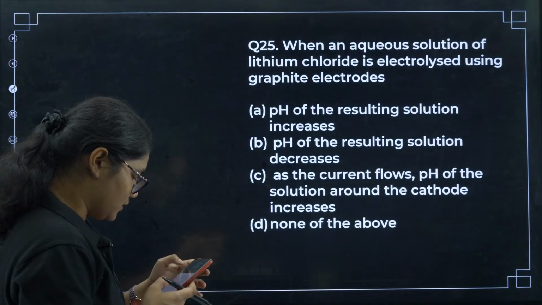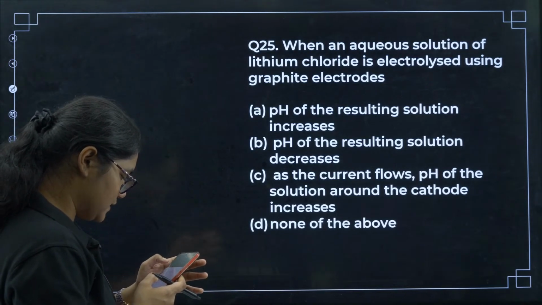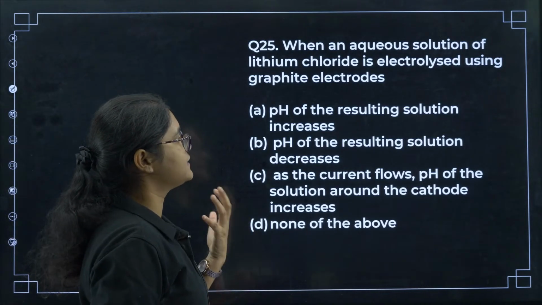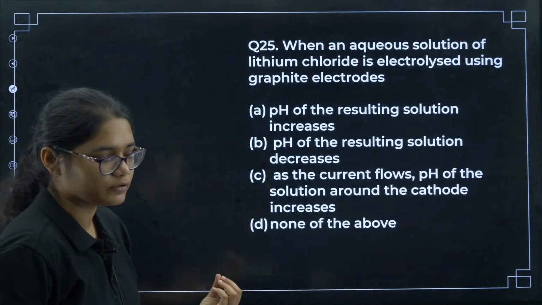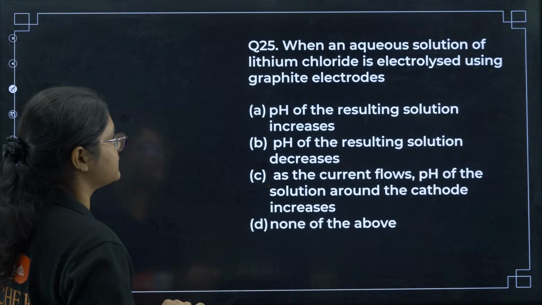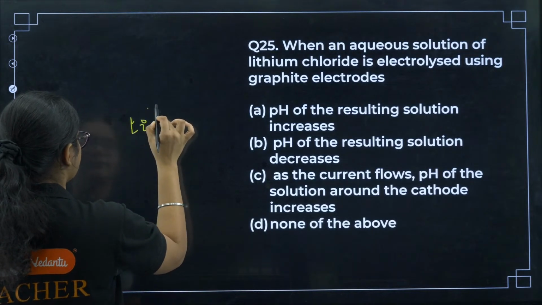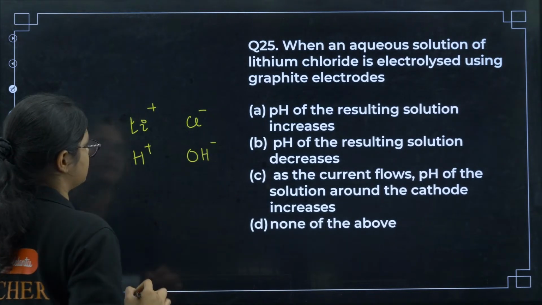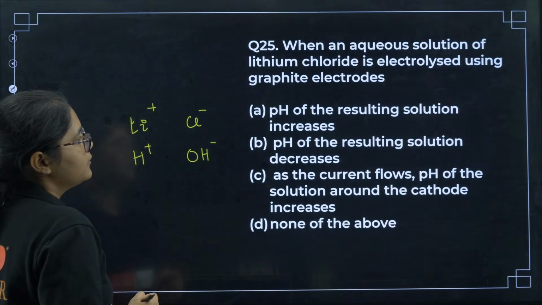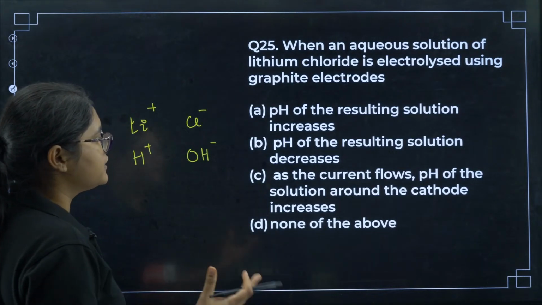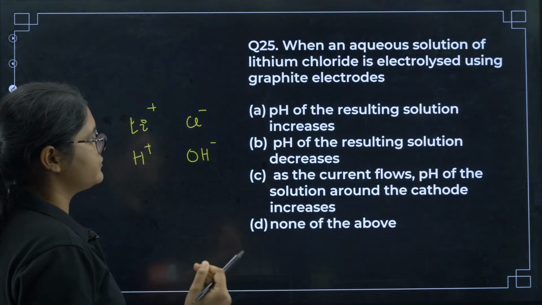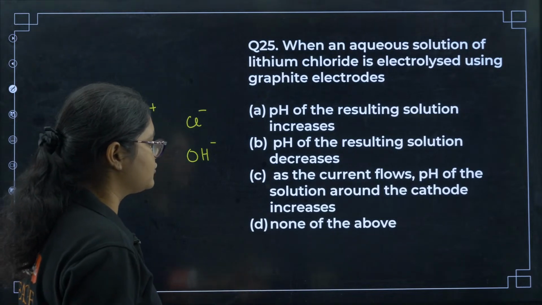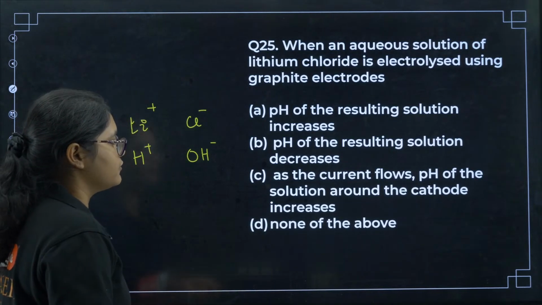When an aqueous solution of lithium chloride is electrolyzed using inert electrodes, this is from the products of electrolysis. You have lithium chloride, so Li plus is there, Cl minus is there. Aqueous solution means H plus is there and OH minus is also there. Right? So the options are: pH of the resulting solution will increase, pH of the resulting solution will decrease, as the current flows pH of the solution around the cathode increases, and none of the above.